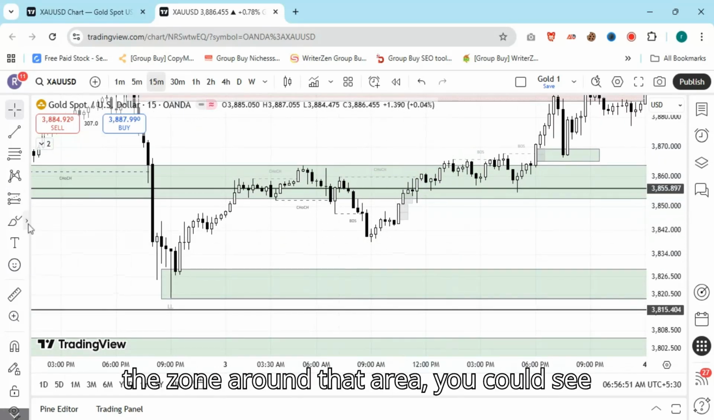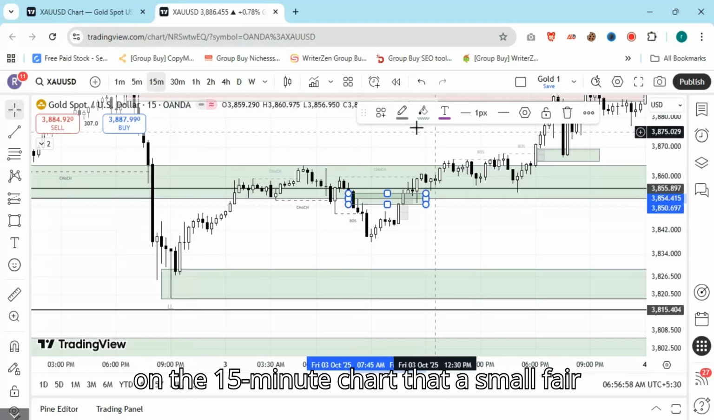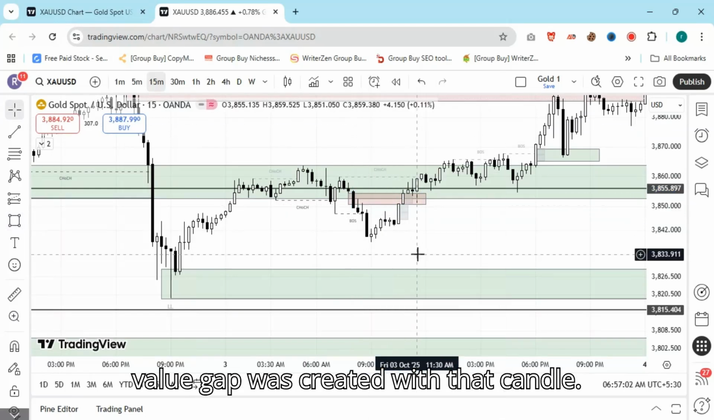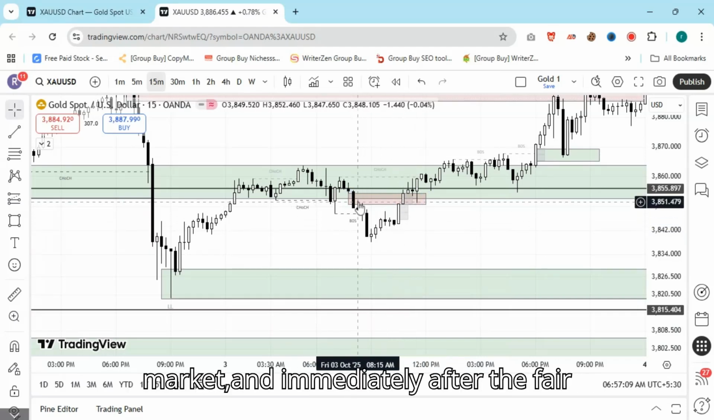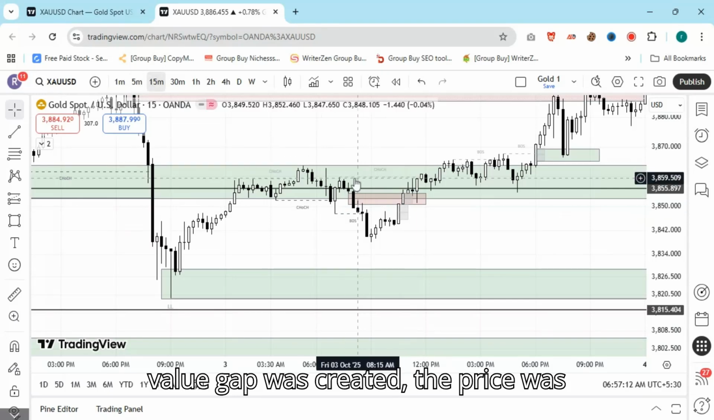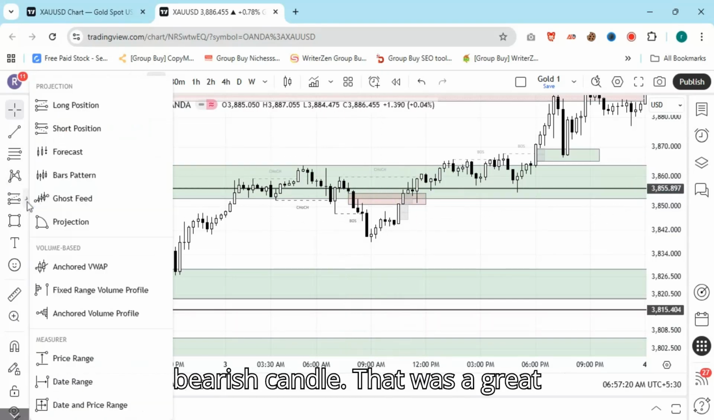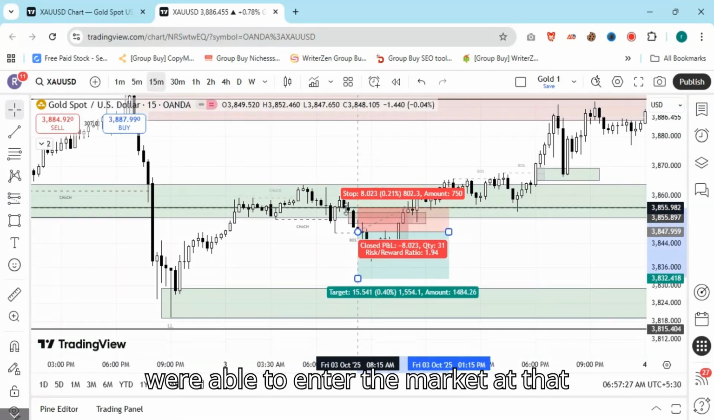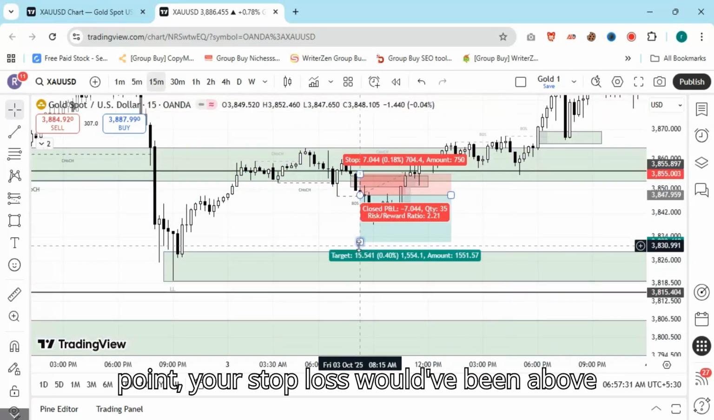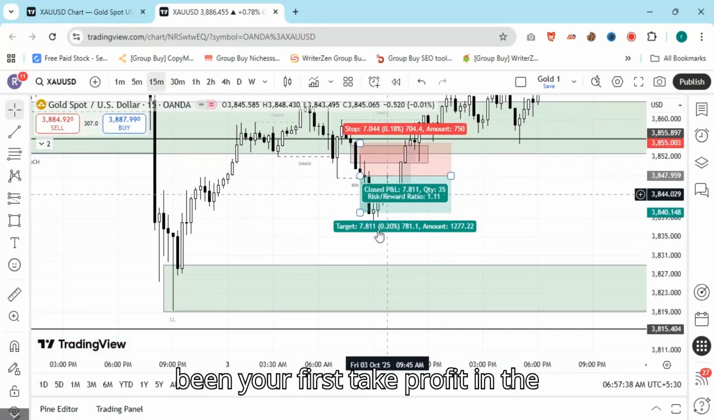After the price reached the zone around that area, you can see on the 15-minute chart that a small fair value gap was created with that candle. That was a small opportunity to enter the market, and immediately after the fair value gap was created, the price was touched by the wick on the next 15-minute bearish candle. That was a great opportunity to enter the market. If you were able to enter at that point, your stop loss would have been above that fair value gap, and this would have been your first take profit.